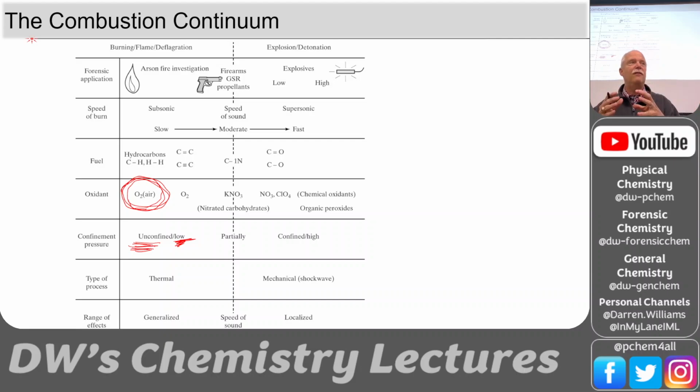But if you start to confine it, then you're heating a closed container, and that's when you can have a boiling liquid explosion. So if you're heating a closed container and the liquid's boiling in there, it's producing a lot of steam or pressure, then it can blow the container. We call that a thermal process, and its effects are generalized, meaning in all directions. There's no directionality to it. But let's look at this piece right here. This speed of burn.